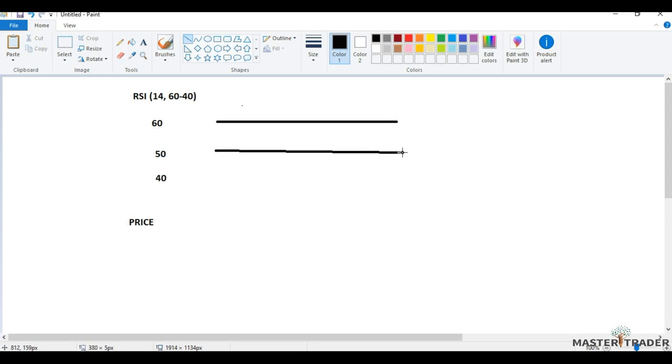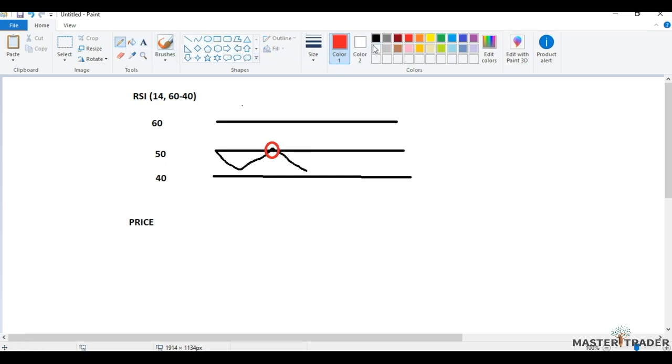So let me draw the RSI lines again. Now, let's say RSI was here at the opening, then it goes down, pulls back, takes resistance, and then comes back down. This is a sell indication here. The moment it bounces from the 50, the moment it hits this ceiling and returns, that's a sell signal.